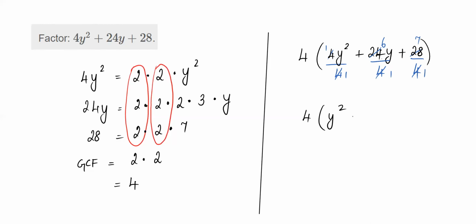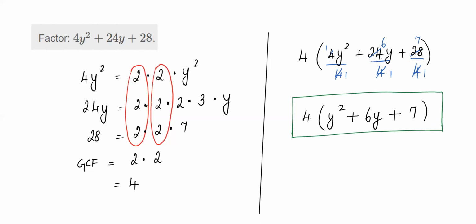So 4 times y squared plus 4 times 6y will give me 24y plus 4 times the 7 that's left over will give me 28. So you will still get the same set of answers and set of terms. And box your answer.